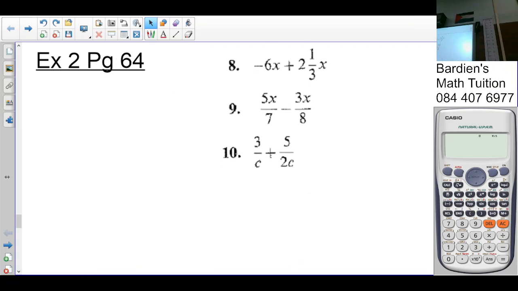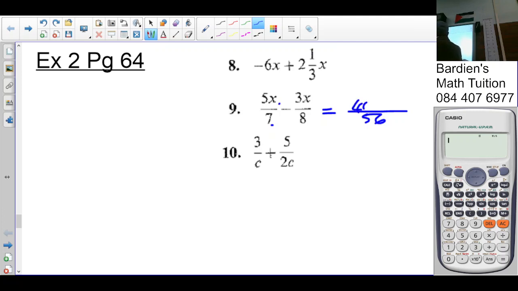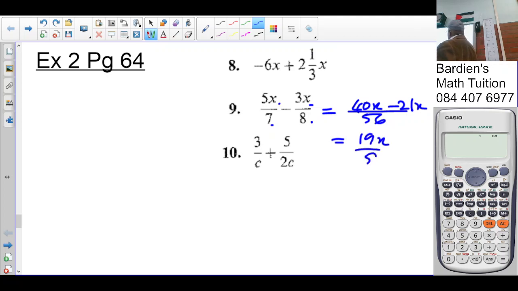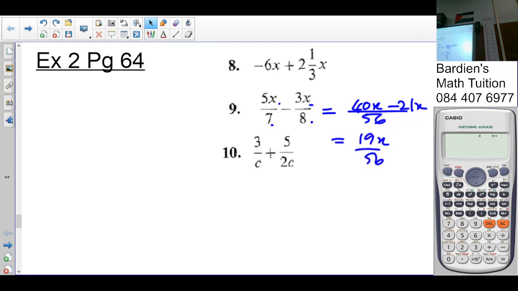Okay. Here we go. Number 9. What's your LCM here? 56. You times that by? 8. 5x times 8? 40x. Times that by? 7. 21x. Which is? 19x over 56. Nice. Then there's one more sum you need to do.